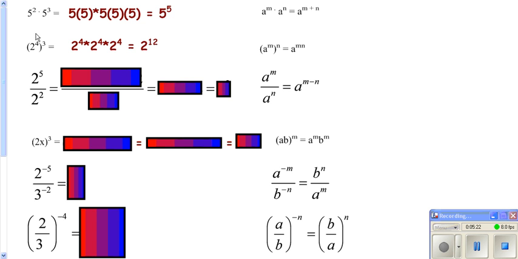Okay, so what are you doing to your 4 and your 3 when it's an exponent raised to an exponent? Well, you have to multiply those to get your 12. And that's what this right here is saying.